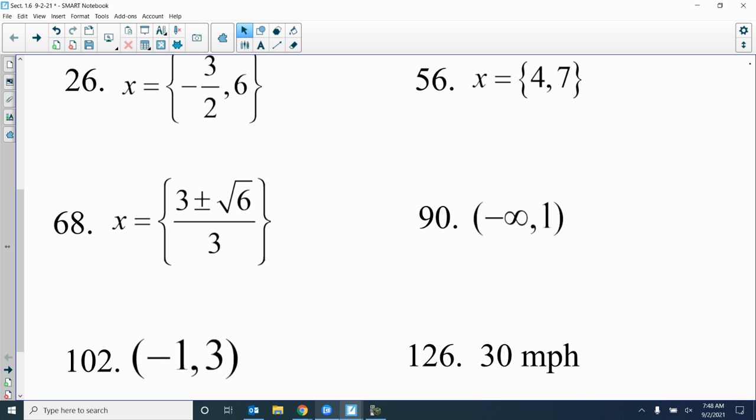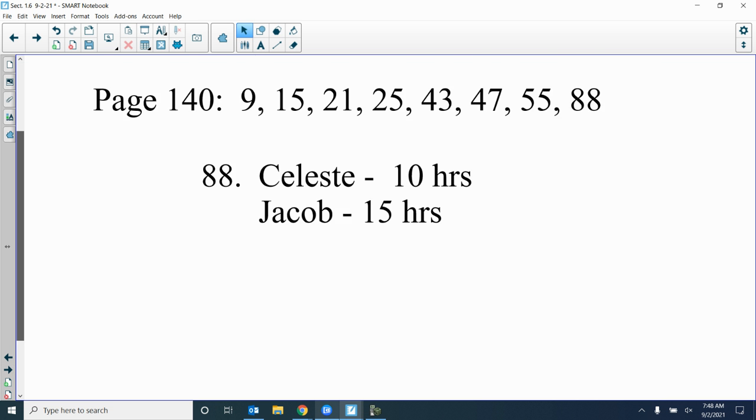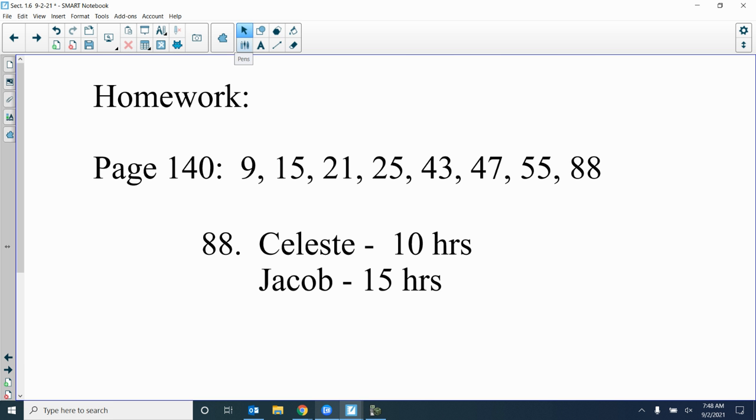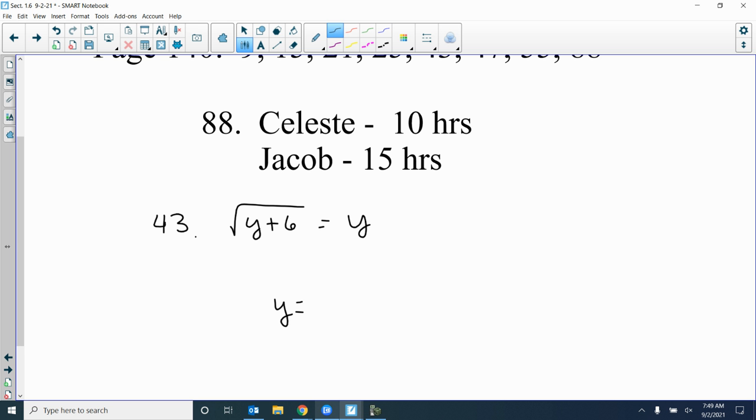on, let's see here, number 43. And that is square root of y plus 6 equals y. And when we're done, you get y equals 3, and you get y equals negative 2. I'm not going to go through that work.